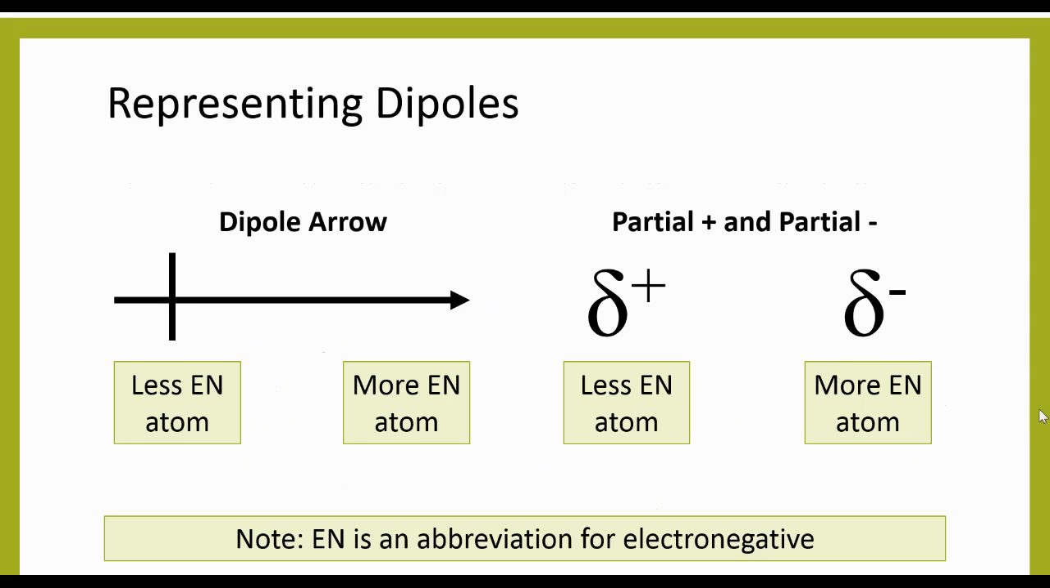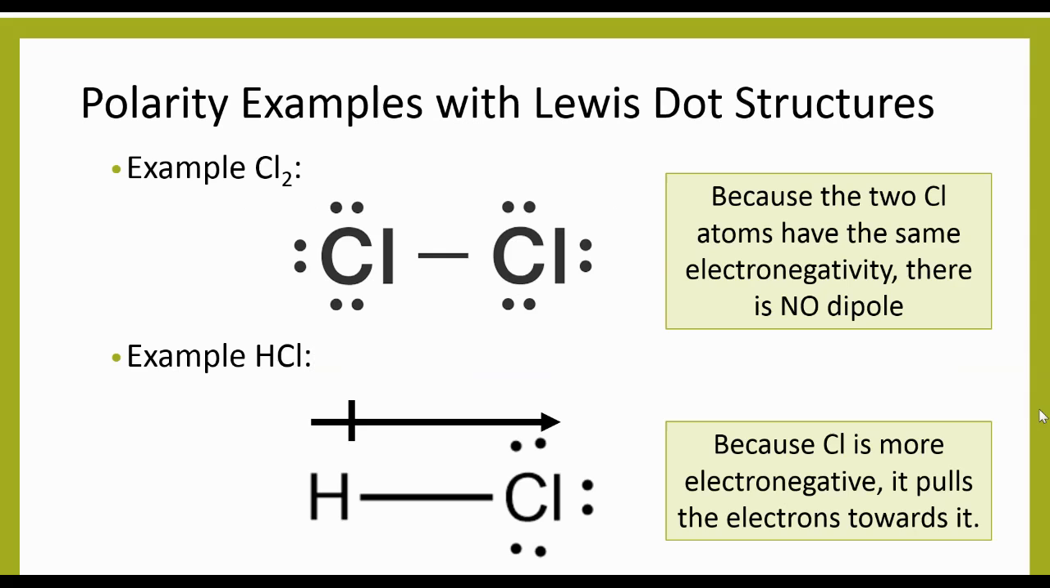Just to show this another way, with the dipole arrows, the less electronegative element has that positive over it because it's partial positive, and the more electronegative element has the point of the arrow. For the delta symbols, we have the delta positive over the less electronegative element, and the delta negative over the more electronegative element.